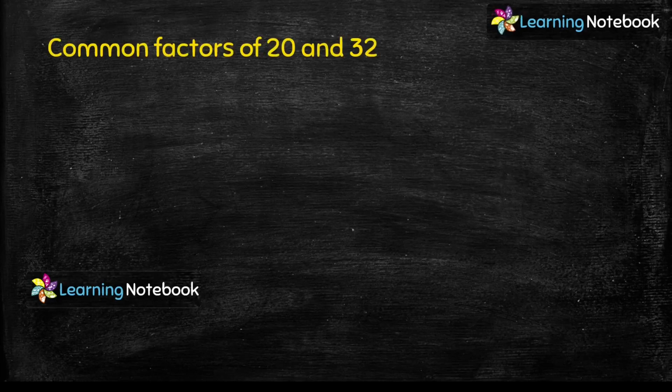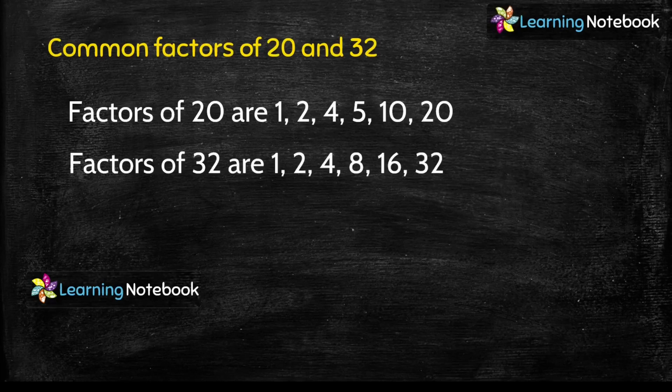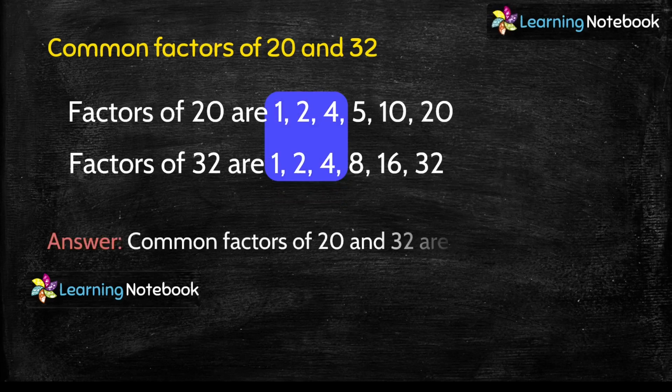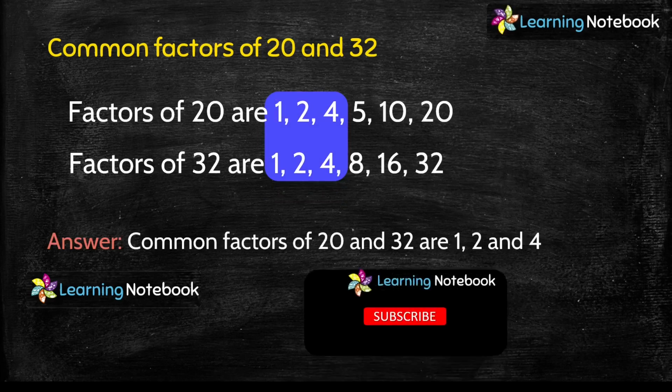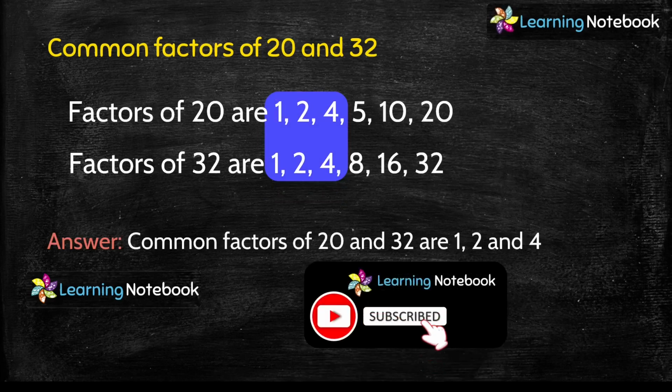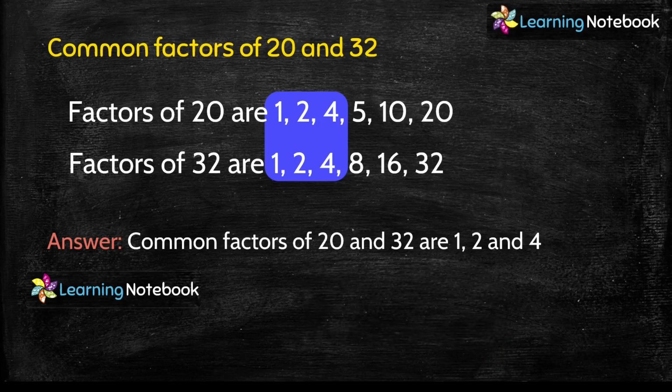Now students, what are common factors of 20 and 32? Let's see. Common factors are 1, 2 and 4. So let's write: common factors of 20 and 32 are 1, 2 and 4. So students, this is how we can find common factors of given numbers.